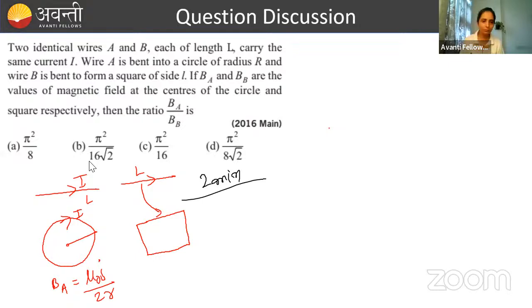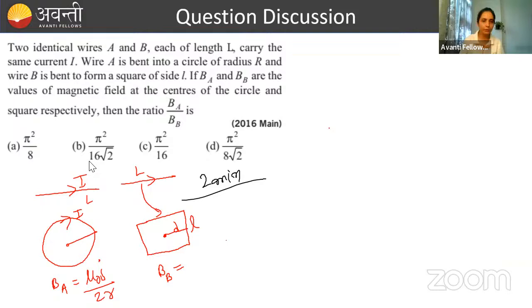Now, this square will have a side of some length, right? And the magnetic field at the center is written as what? B, B, right? And it will be how much? Mu naught by 4 pi d times (sin theta 1 plus sin theta 2). d will be this, sin theta 1 plus, let me discuss it anyway. तुम लोग सोचोगे मैं क्यों लिख रही हूँ ऐसे. So let's first calculate BA, right?